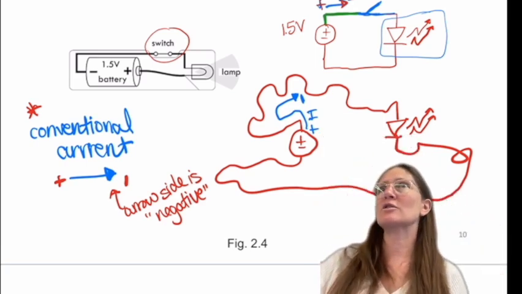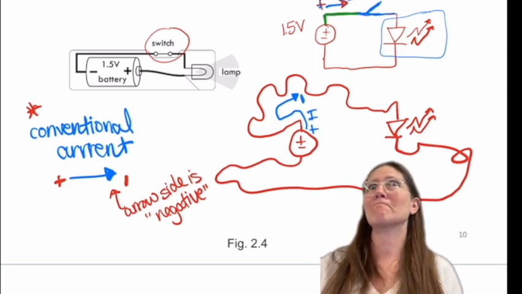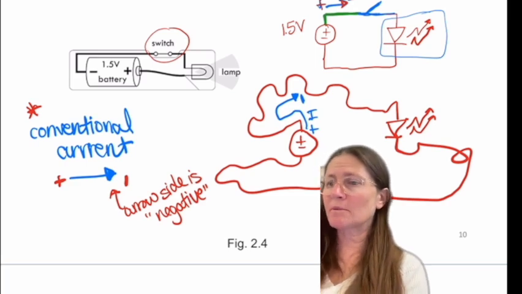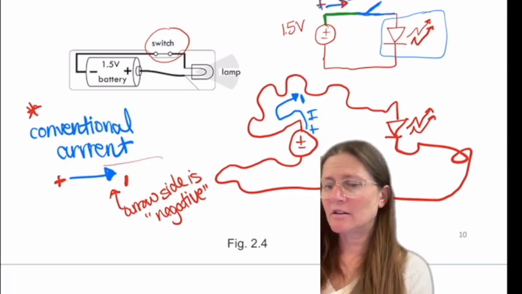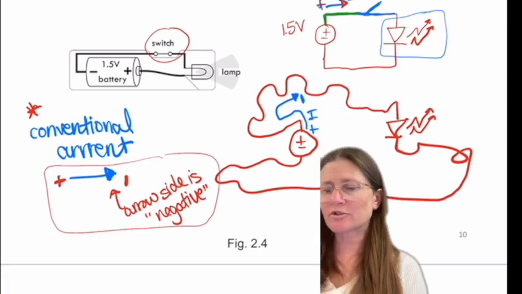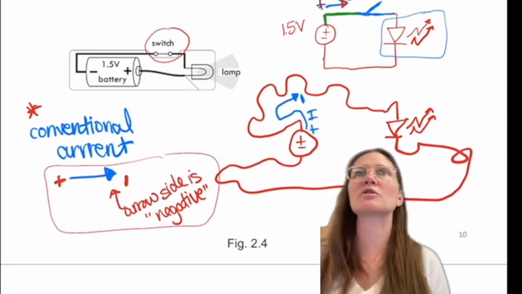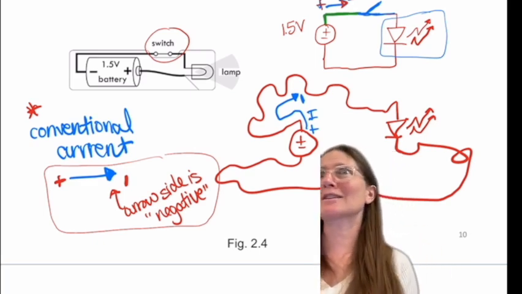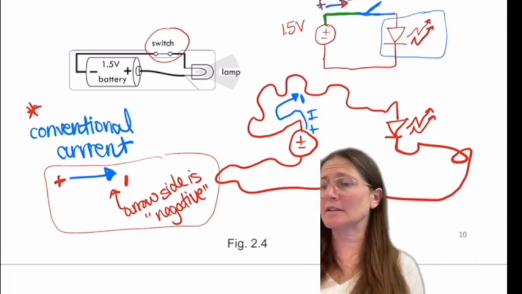All right, any other questions so far? Okay. All right. So again, memorize that on the conventional current drawing, the arrow is going to be your negative side. So this is what we're going to use when we move to the next techniques of KVL and KCL.